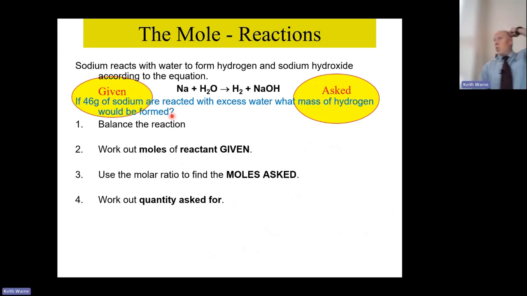Those are the steps that you use to answer every single stoichiometry question. So, if you understand those steps, you should be able to get them all right. Can you guys do that, or do you want me to take you through it? Think you can do it? Go for it.